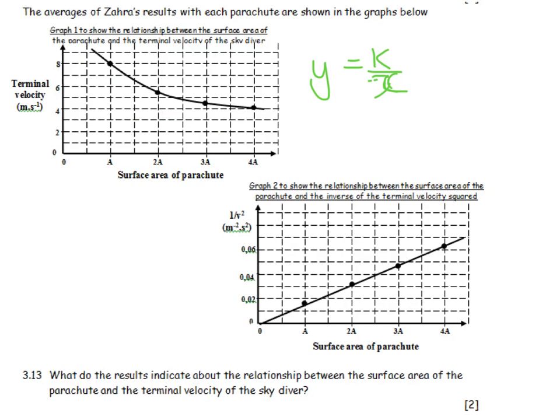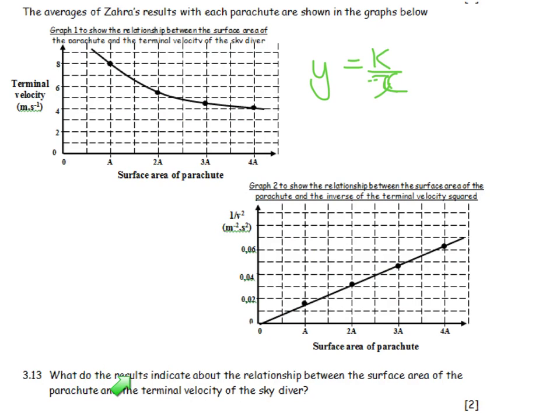What we do then is we decide to check and look at what happens if I change that. And they haven't just changed 1 over v. They've gone for 1 over v squared, which means that when I land up with a straight line over here, my v squared is like the y on a straight line graph, and the surface area is like the x. So the proportionality is going to be surface area is directly proportional to 1 over v squared.